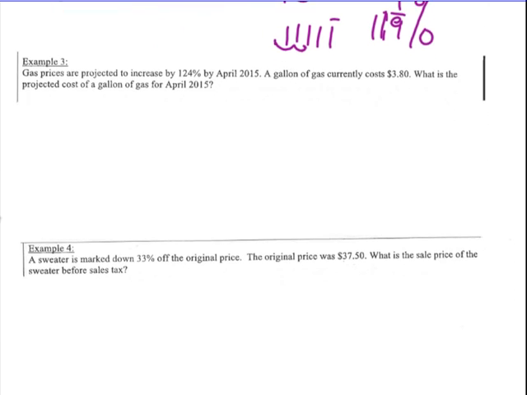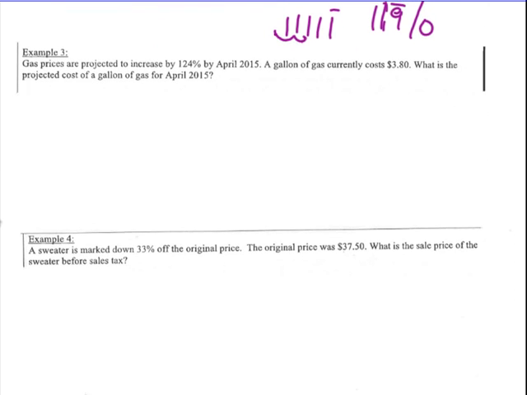Example 3. Gas prices are projected to increase by 124% by April 2015. A gallon of gas is currently $3.80, which it is right about $3.80. What is the projected cost of a gallon of gas for April 2015? Well, it's going to increase by 124%. That means it's going to more than double. 100% is doubling something. So I have to take 124% of this current price.